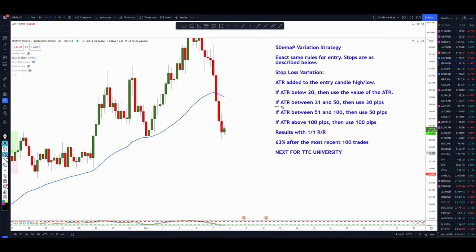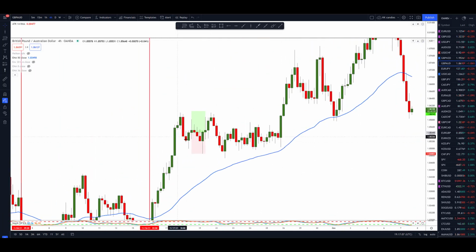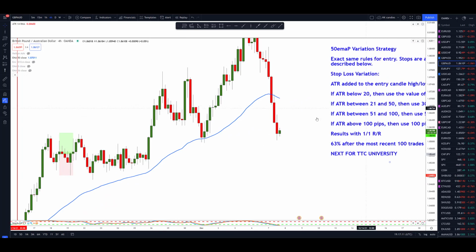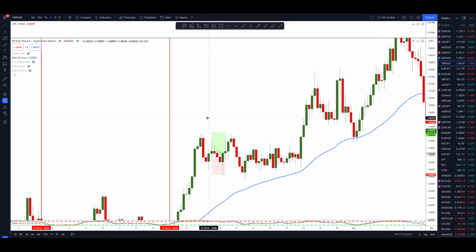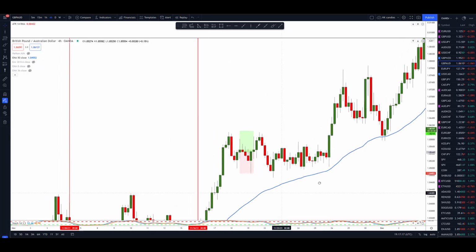That is going to be if the ATR is between 21 and 50, then we're going to use 30 pips below or above the entry candle for our stop loss. So let's move back over to the candle that we just looked at, and it actually does have an ATR between 21 and 50. If we look at the ATR while I hover over this entry candle, it's actually 47 pips. So with that being the case, what will we do?